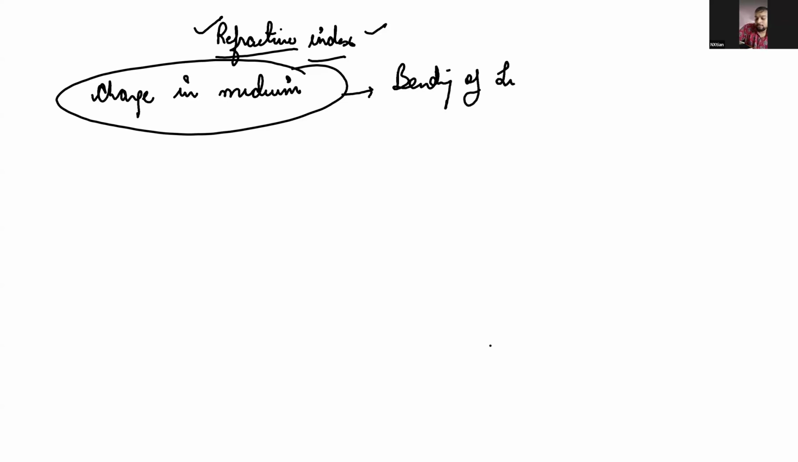Now I taught you before, but if you remember, then you can unmute your mic and say why the bending of light occurs. Why does the bending of light occur? Anybody?